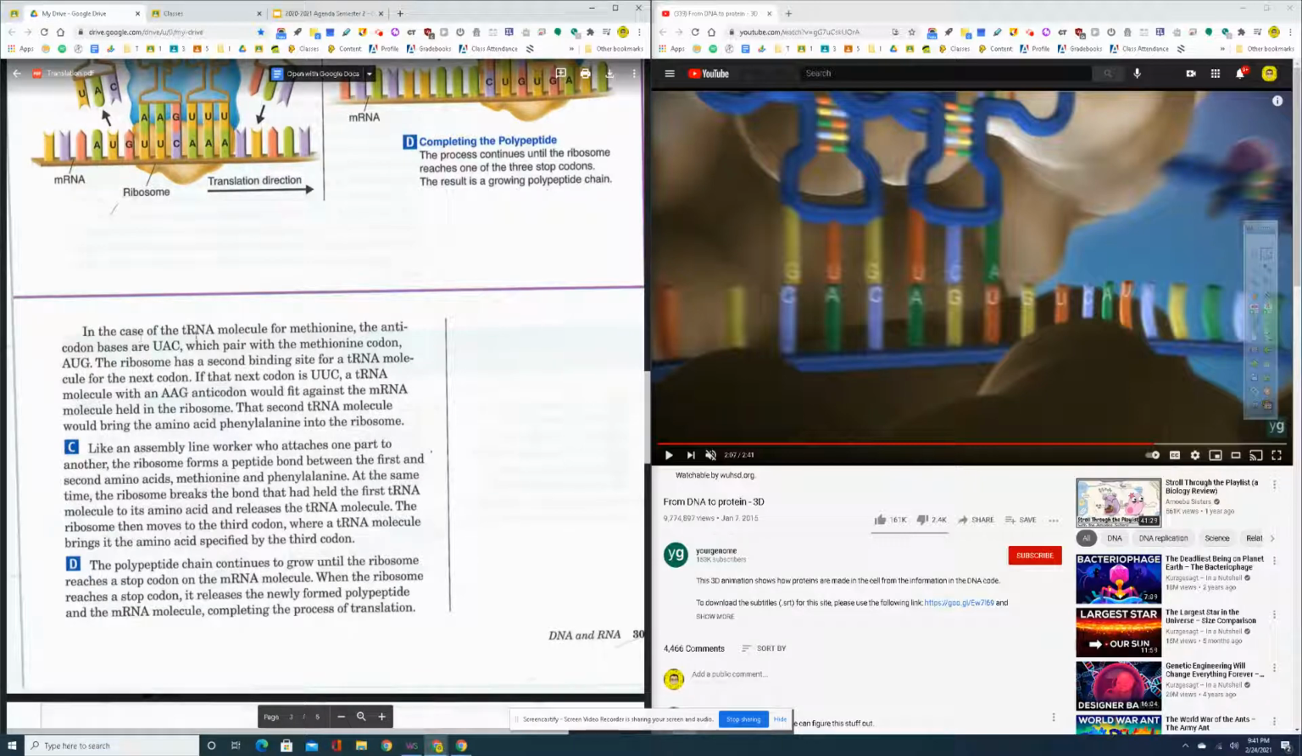In the case of the tRNA molecule for methionine, the anticodon bases are UAC, which pair with the methionine codon AUG. The ribosome has a second binding site for a tRNA molecule for the next codon. If the next codon is UUC, a tRNA molecule with an AAG anticodon would fit against the mRNA molecule held by the ribosome. The second tRNA molecule would bring the amino acid phenylalanine into the ribosome.